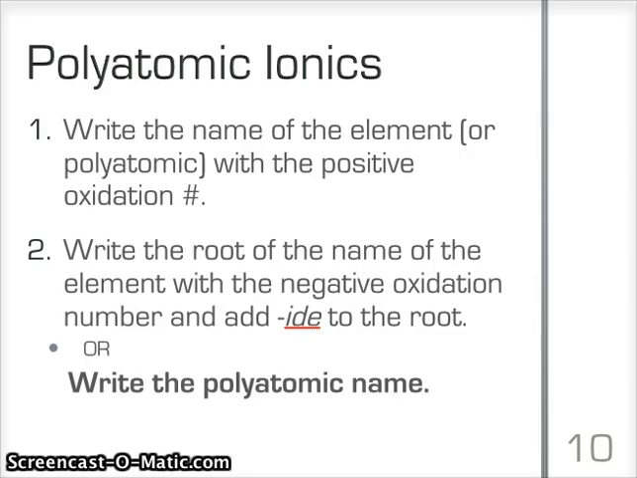So the first thing you do is write the name of the element or the polyatomic with the positive oxidation number. It's the thing that comes first in the formula. The second thing is to write the root of the name of the element with the negative oxidation number, the thing that comes second, and add IDE. Or if your second thing is a polyatomic, you write the name of the polyatomic. So let's look at several examples.